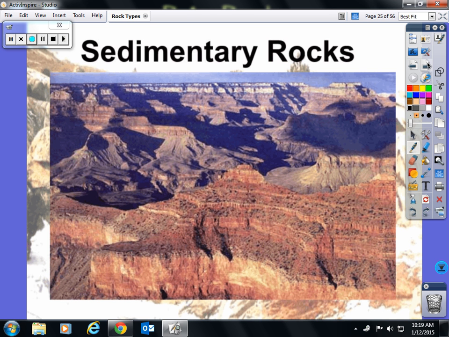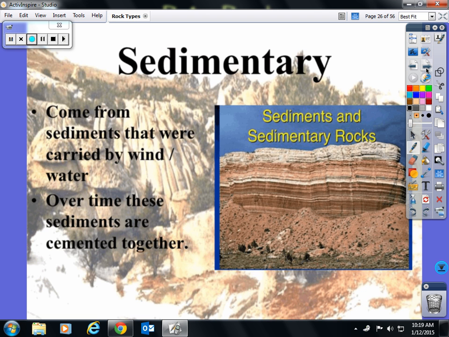All right, so let's get into sedimentary rocks. It's important to notice the layers. You can see the layers here. Try to think of each layer as a different time frame in history, because that's really what it is. Sedimentary rocks come from sediments of other rocks. They had to have been carried and set down by wind or water. There are other agents that move things. We'll learn that later. Over time, it gets cemented together.